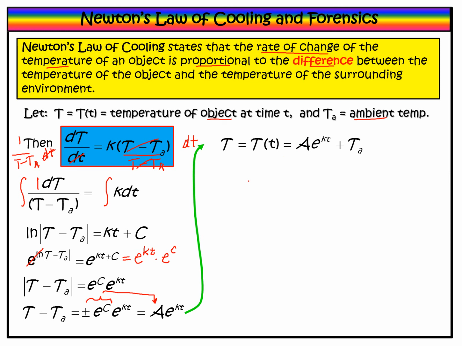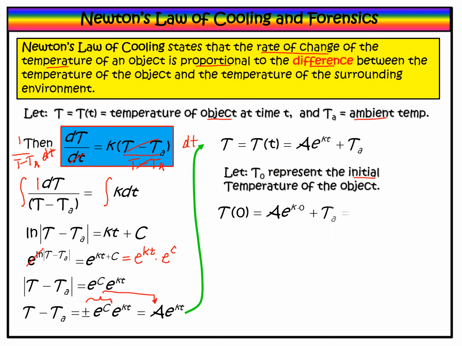So let's let T sub 0 represent the initial, or time 0, temperature of our object. If that is the case, then plug time equals 0 into this equation, and notice that we get capital T of 0 is A e to the k times 0, because 0 is t right there, plus T sub A. Well, e to the k times 0, that's e to the 0, which is 1. So this is really just A plus T sub A here.